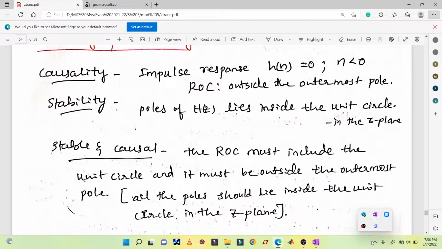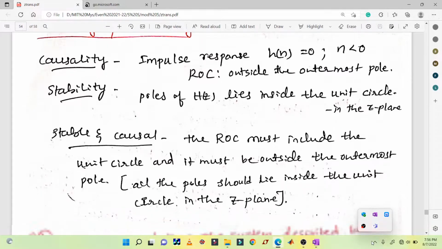Hello everyone. Today we are going to discuss causality and stability of the system using Z-transforms. In Z-transforms, causality is when the impulse response h of n is equal to 0 for n less than 0. This is the condition for causality. That is, the ROC must be outside the outermost pole.